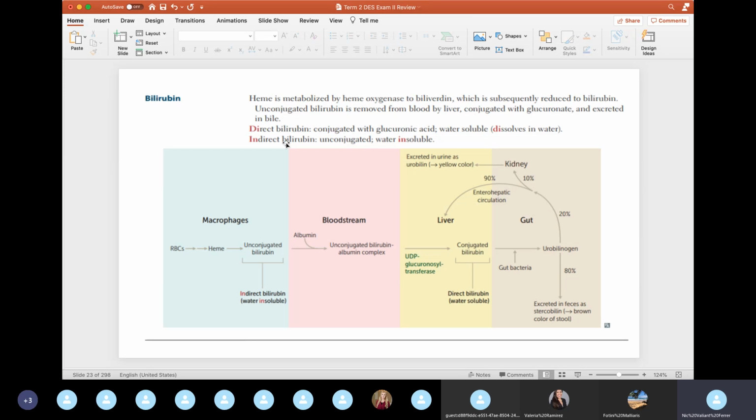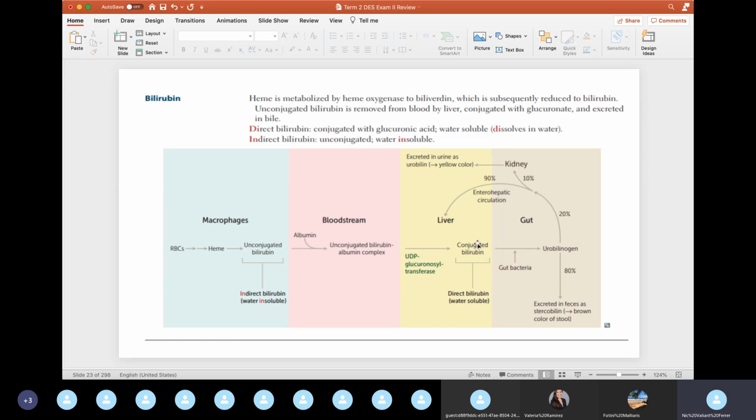Bilirubin metabolism, direct and indirect bilirubin. So from your macrophages, you have the RBCs, the heme becomes bilirubin, unconjugated bilirubin. This is indirect bilirubin, which is water insoluble. The unconjugated bilirubin cannot just go into the blood. It needs to be carried by albumin to form an unconjugated bilirubin albumin complex, and then it goes to the liver, where it is acted upon by your UDP glucuronosyl transferase, high yield. Put a star there.